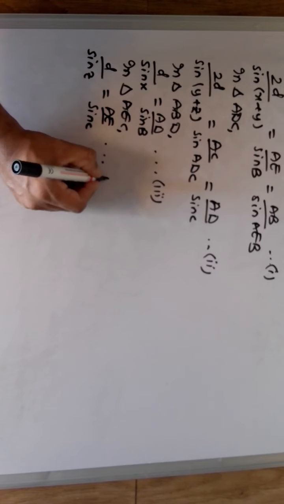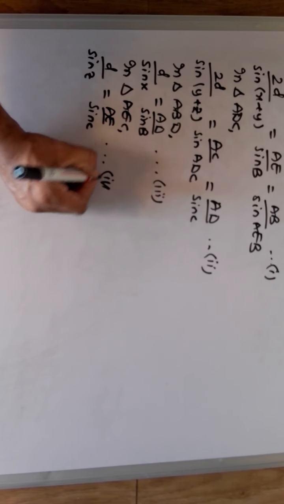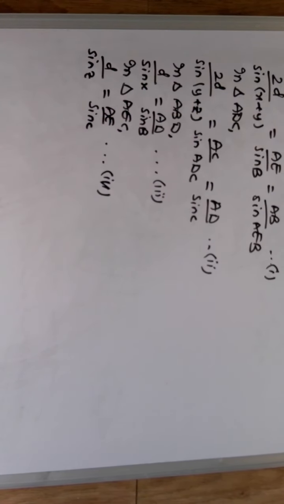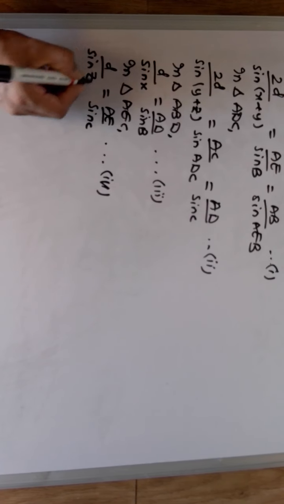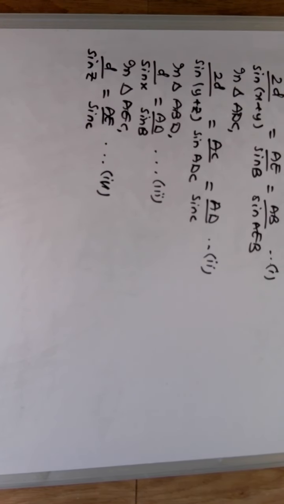So what I got here, this fourth one, is AE is to sin C, right? So this is your Z, this is your Z. So D is to sin D. Now all the 1, 2, 3, 4 that you have got, now we will make use of all these things, right?